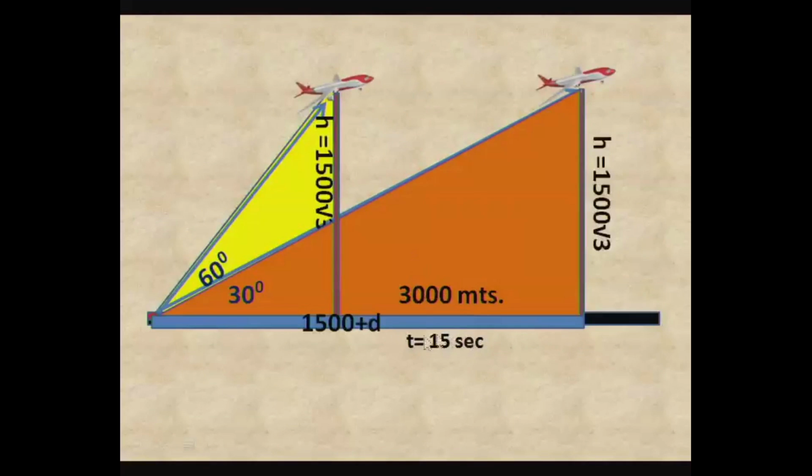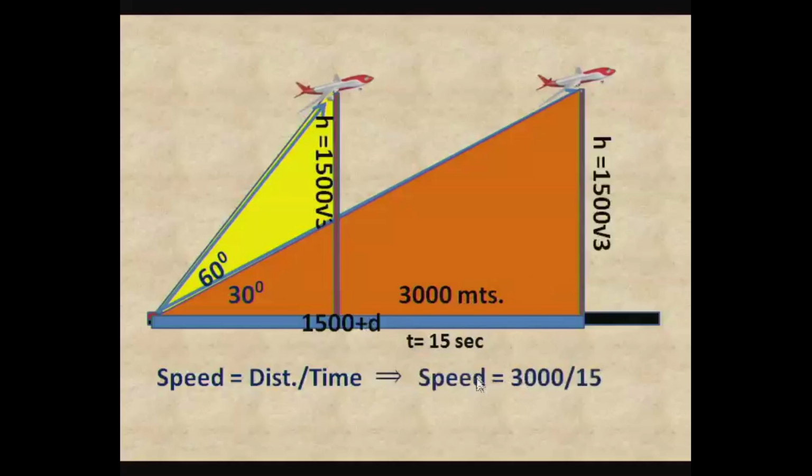But the time is given. What is the relationship between speed, distance and time? Do you know, children? See, speed is equal to distance by time. Here distance we obtained as 3000 meters and the time is given as 15 seconds. Now, the speed of the jet can be found like this.